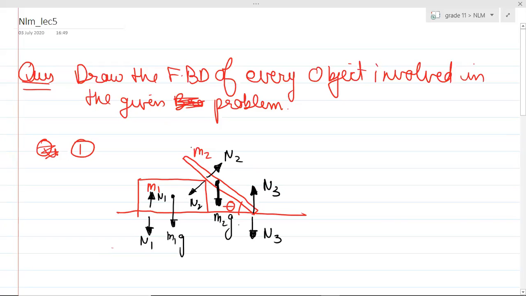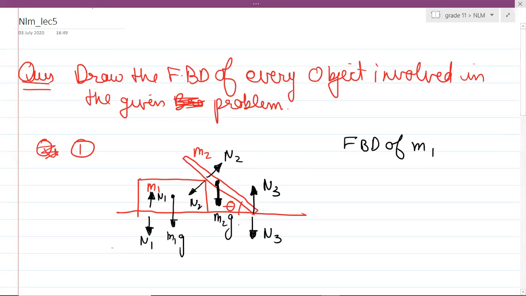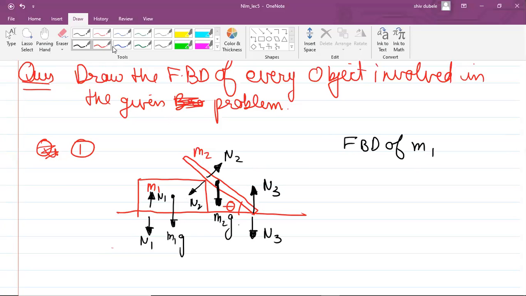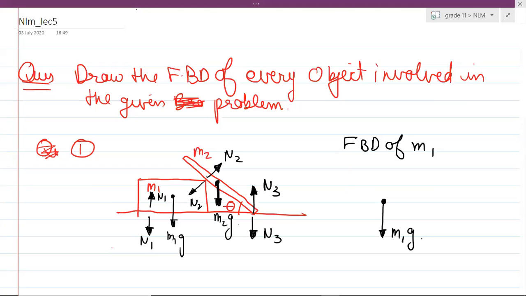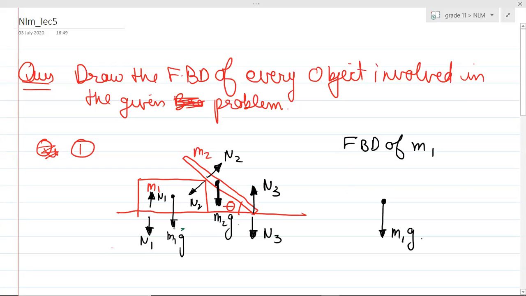So guys, can you tell me what all forces are acting on M1? What all forces are acting on M1? N1 and M1G, and direction also. Downwards, M1G, vertically downwards. After that, what all forces are acting on M1? On M1, basically this, this and this. Can you see three forces are acting?